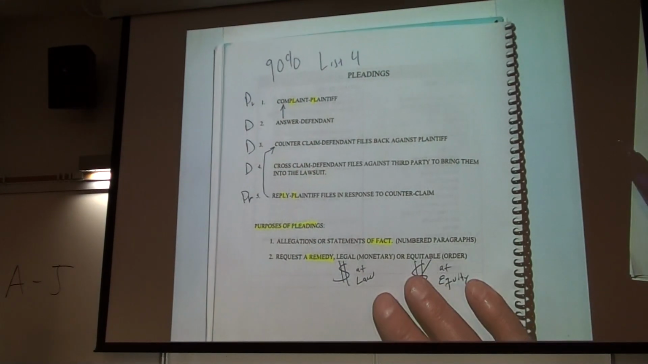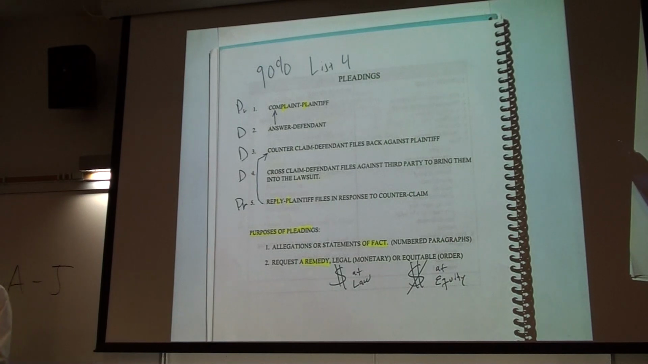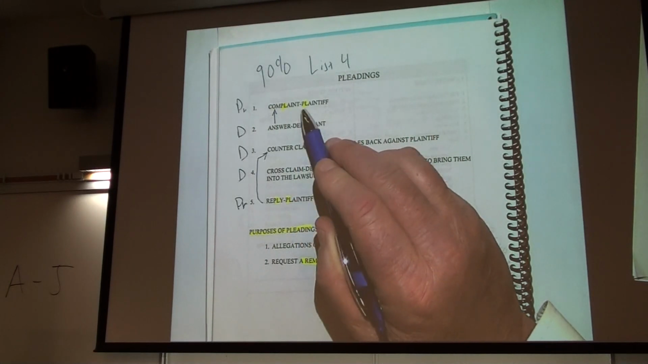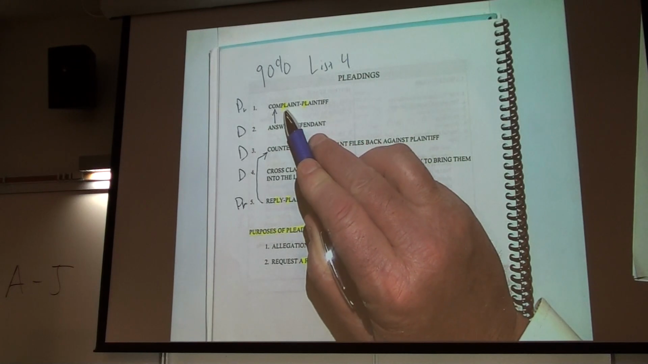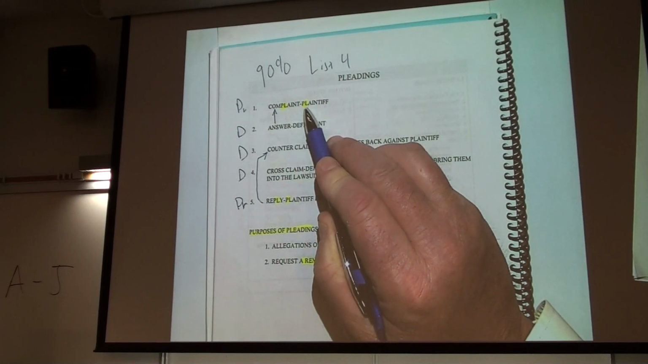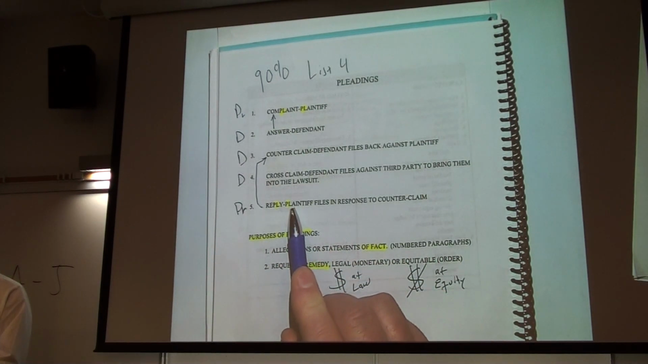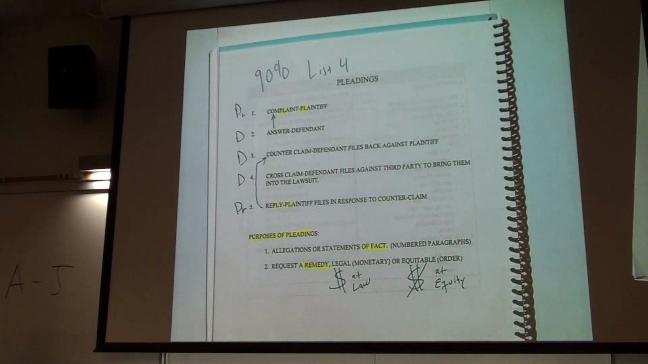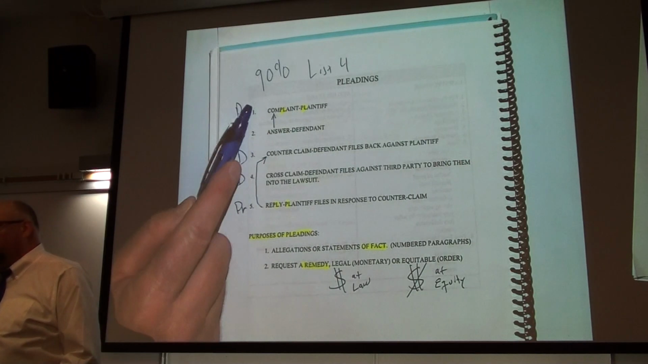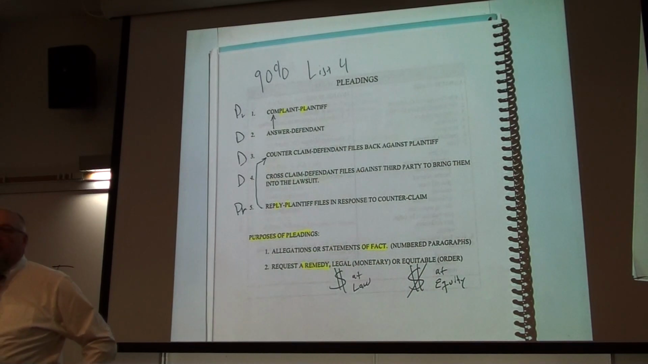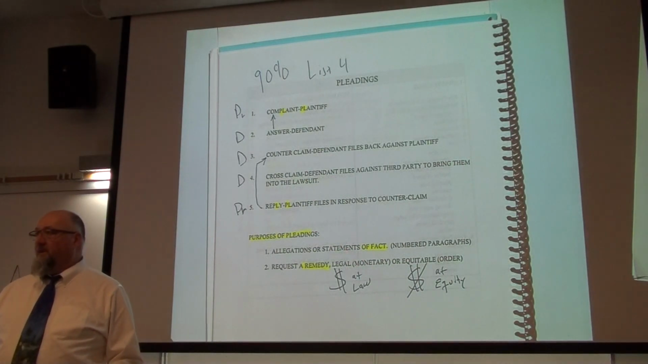So, how can you remember who files which type of pleading? If the pleading, the name, has PL in it, it's filed by the plaintiff. Complaint, PL, plaintiff, PL. Reply has a PL, plaintiff has PL. So those are the two types of pleadings that are filed by the plaintiff. The other three that don't have a PL in the name, answer, counterclaim, cross-claim, are filed by the defendant. That's a real easy way for you to remember that.